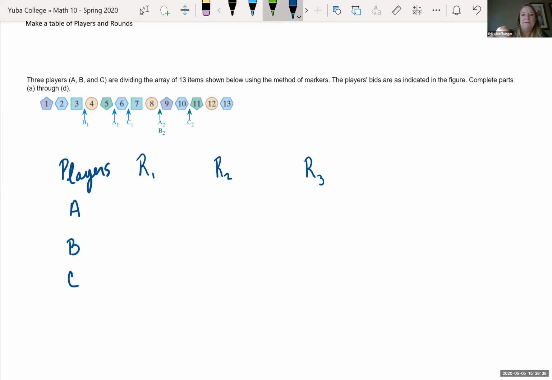So let's look at first player A. This is where their first chip is, A1. They believe a fair share for round 1 would be items 1 through 5. At the start of round 2, they would include 6 and go to 8. So 6 to 8 are the items they believe is a fair share, and then 9 through 13.